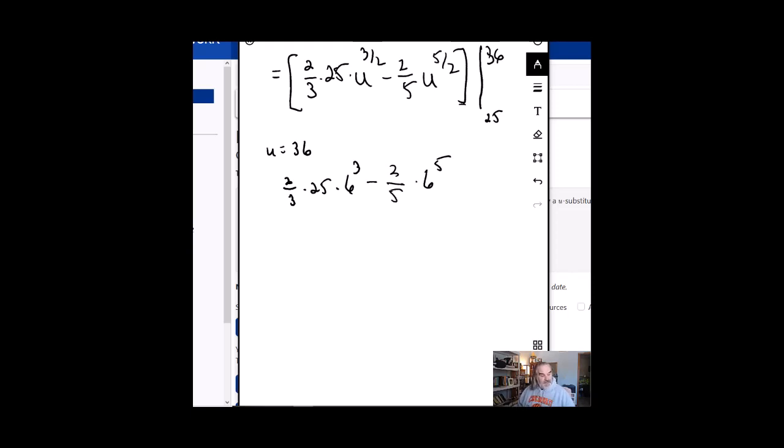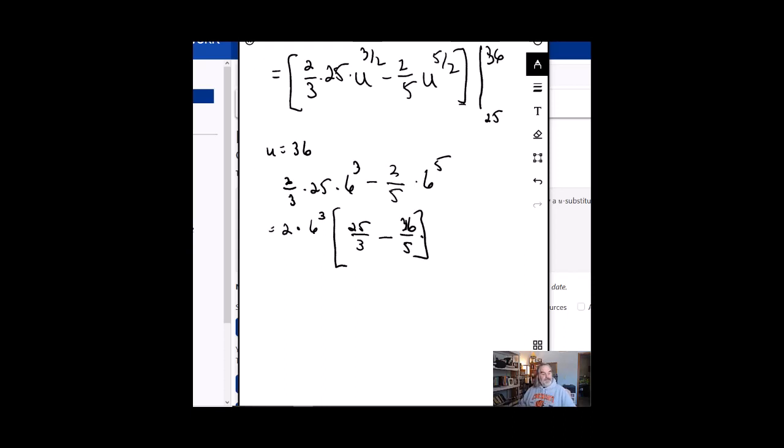Can I do anything with this? Well, I can factor out a 2. I can factor out a 6 cubed and leave behind a 25 over 3 minus 1/5 times, and factoring out a 6 cubed there will leave 6 squared, and I'll just write that as 36.